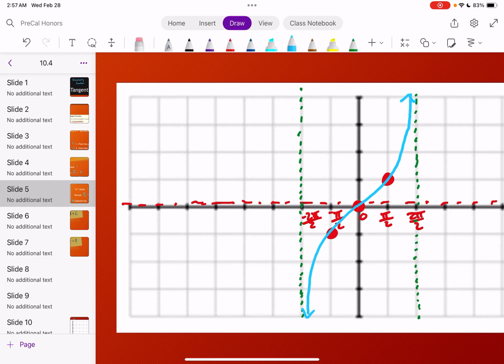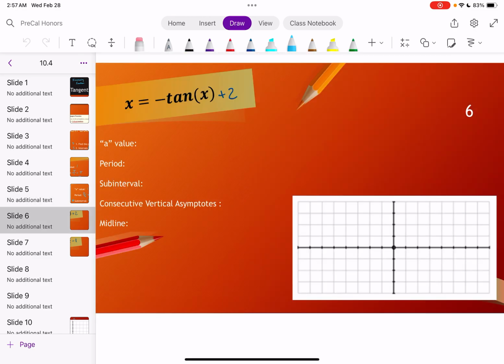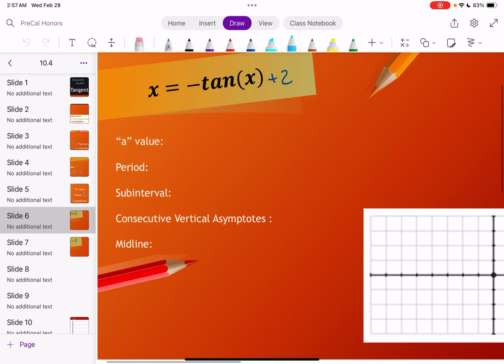Let's take a look at slide 6. Now with slide 6, we made a slight little adjustment to the problem itself, and we added a plus 2 in the place of k. We did that to be able to show what would come out of the problem if you were to have a k value in there. So the first thing that we do is we start off with our a value, which would be 1. Our period would be pi over 1, which would be the same as pi. Subinterval would be pi over 4. And our midline in this case would be 2.